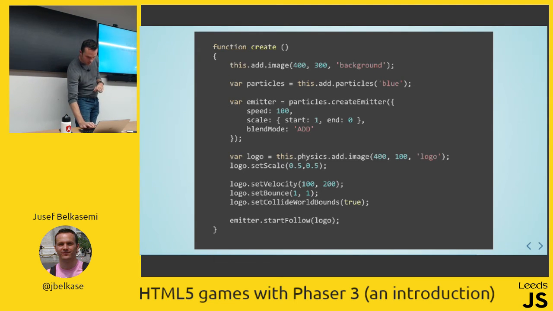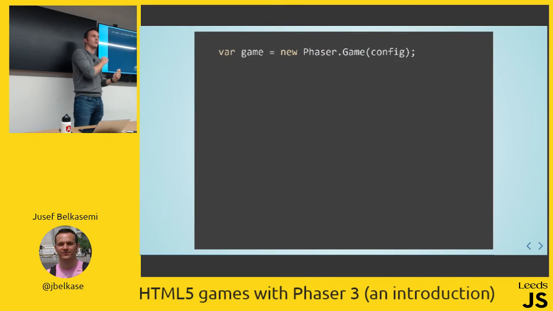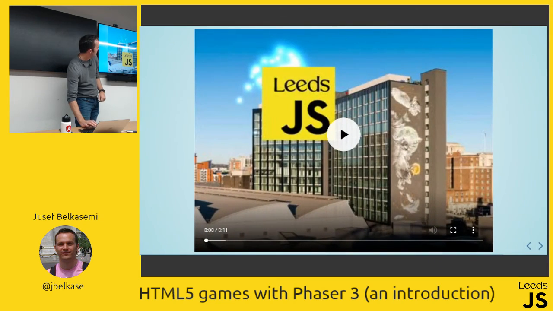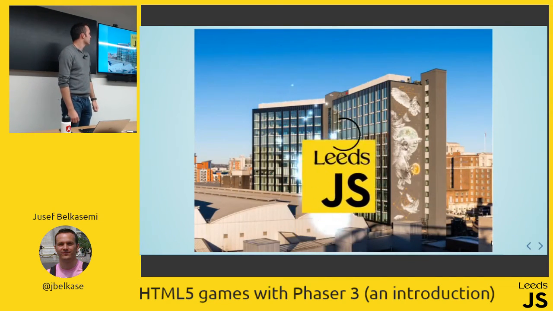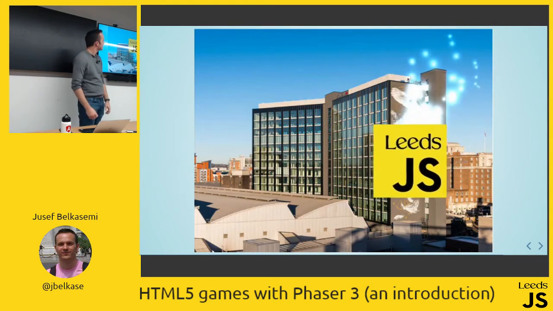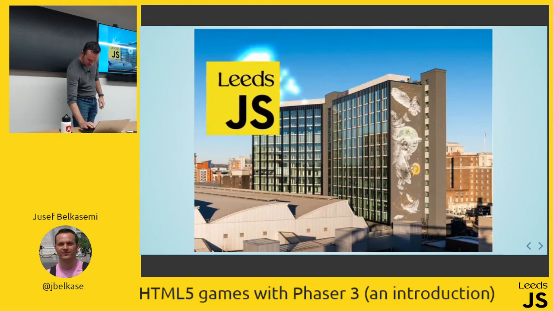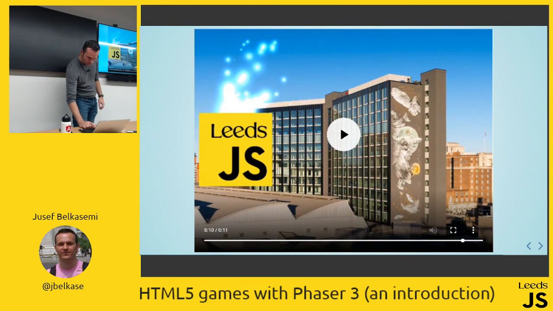And in step 5, we need to actually instantiate the game object. Essentially, the configuration that we've done before, plus the preload and the create method, and we just create a new Phaser game object with that. So these simple few steps will result in this: a bouncing LeedsJS logo with some particles flying out of it.